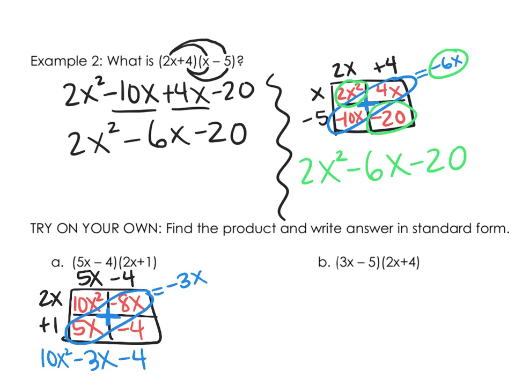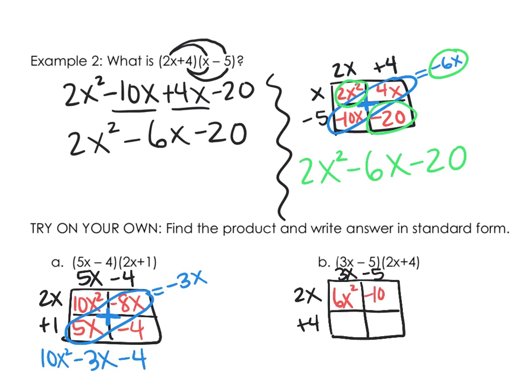Okay, on the next one, we have 3x minus 5 times a 2x plus 4. So I'm going to multiply each of my boxes out, see what I get. 3x times a 2x is going to give me 6x squared. Negative 5 times 2x is a negative 10x.